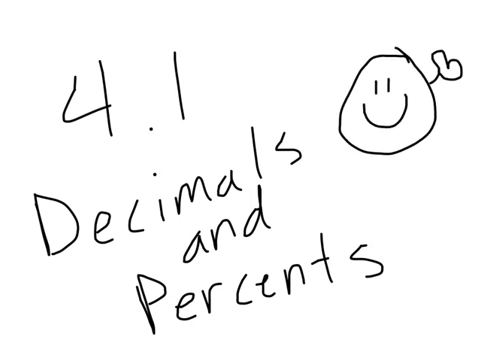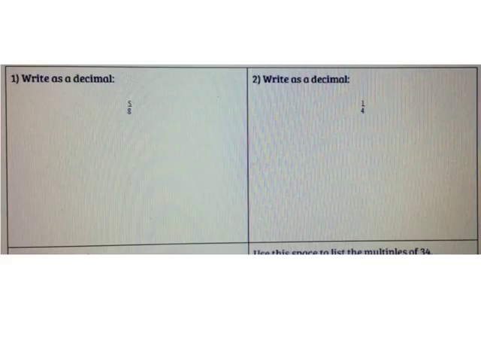Let's dive right into our video. We're going to start with our do now. Write each fraction as a decimal. Write 5/8 as a decimal. To write 5/8 as a decimal, we need to divide the numerator by the denominator.